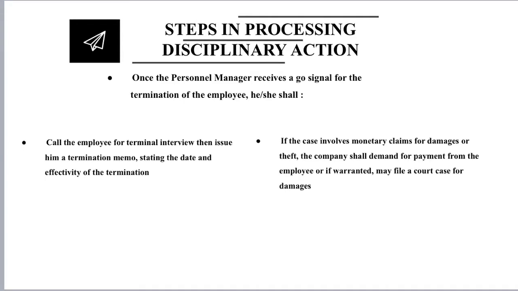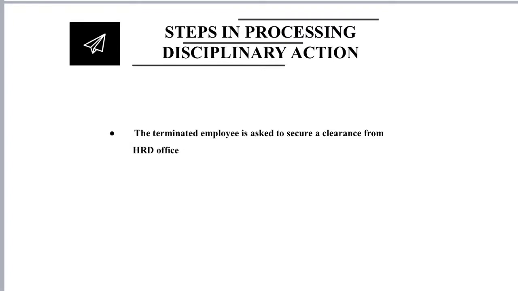Next, once the personnel manager receives a go signal for the termination of the employee, he or she shall call the employee for a terminal interview, then issue him a termination memo stating the date and effectivity of the termination. Then next, if the case involves monetary claims for damages or theft, the company shall demand payment from the employee or, if warranted, may file a court case for damages. Then lastly, the terminated employee is asked to secure a clearance from the HRD office.